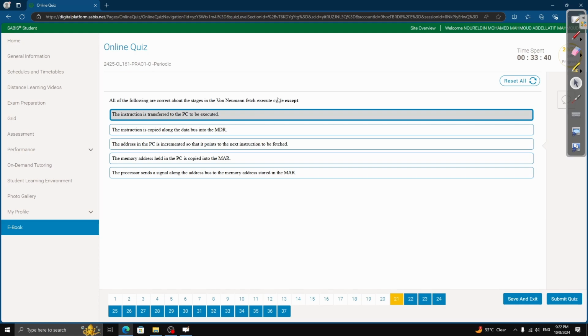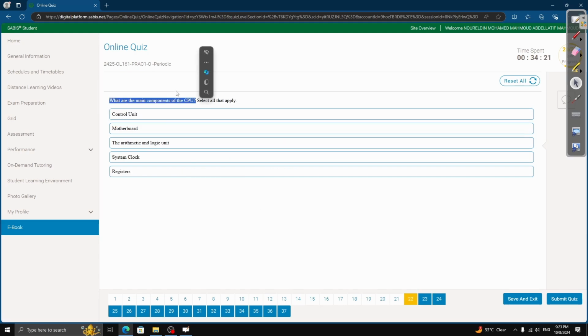Once the address is copied into the MAR, a signal is sent to that address. Whatever is in that address will be sent to the MDR, or the memory data register. Once this is done, anything in the MDR will then be sent to the CIR, and it will execute this command. And that's pretty much it. There's more detail, but I suggest checking the book.